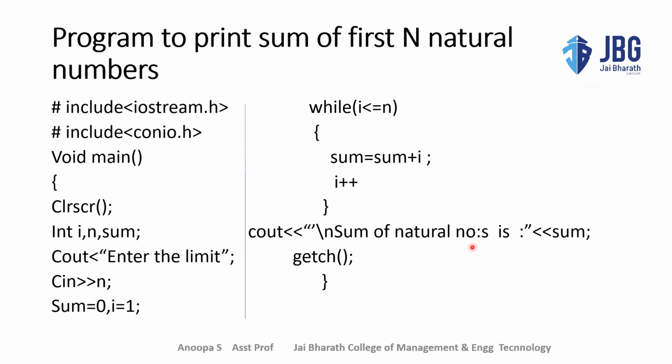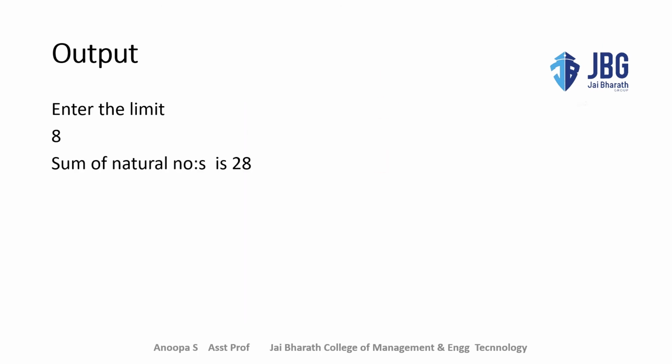After that we will print the output: the sum of the natural numbers is sum. So that is the use of the while loop in this program. So this is the output. Enter the limit. I am giving 8. So I will get the output as 1 plus 2 plus 3 plus 4 plus 5 plus 6 plus 7 plus 8 as 28.